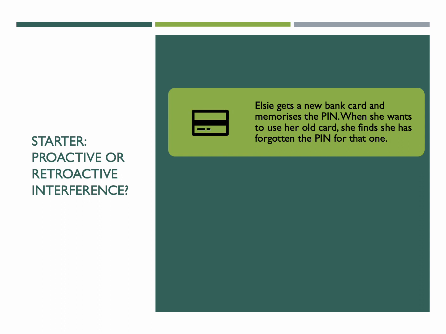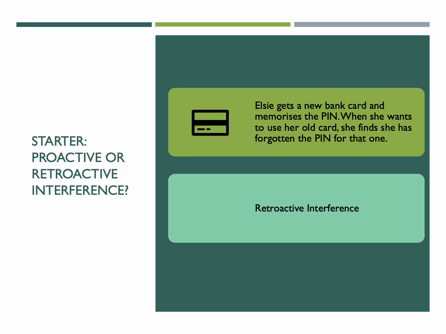Okay, last one. Elsie gets a new bank card and memorises the PIN. When she wants to use her old card, she finds she has forgotten the PIN for that one. So proactive or retroactive? It's retroactive. Her recent memory for her new bank card is interfering with her old PIN number. So I hope you feel comfortable with proactive and retroactive now.